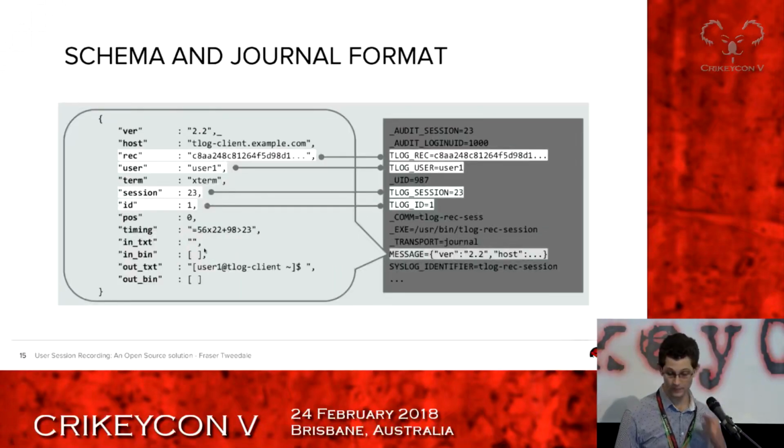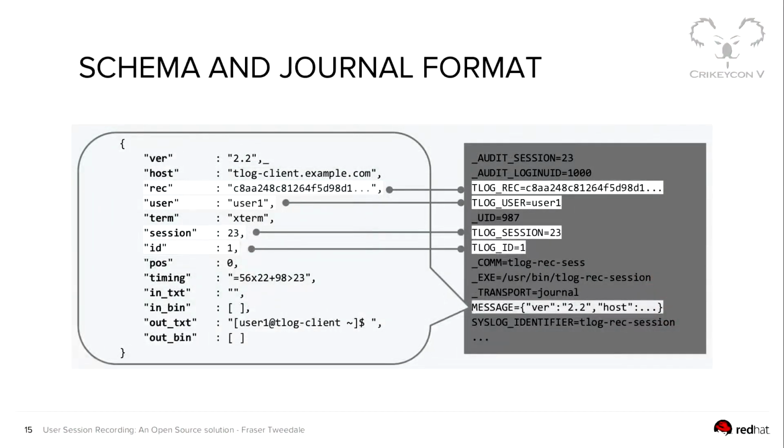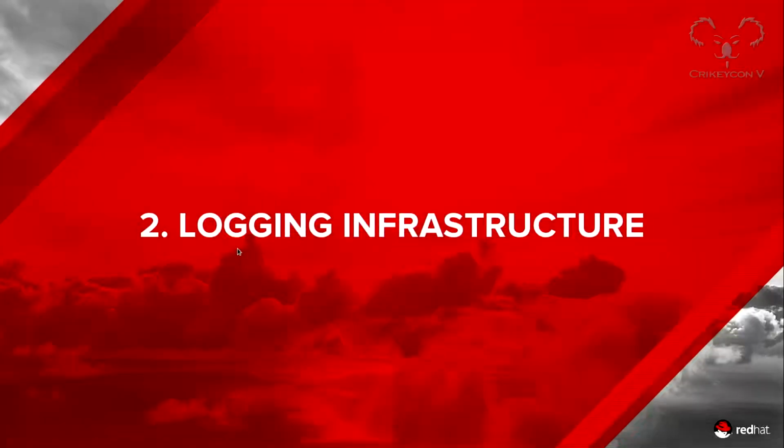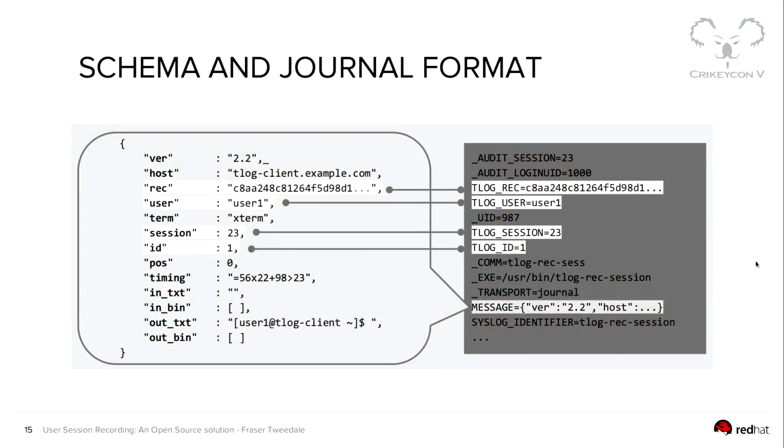The JSON format contains a number of fields. Rec is just a unique ID for that recording. It also contains a session ID, which is non-unique, but it will be unique on a given system at a given time. The user, so who was the user who logged in. ID, the ID field is a sequence number of messages in this recorded session. The timing field contains timing information about how much data to read from the actual data fields at what particular time intervals, and also contains metadata like session resize events. And then the in_txt and in_bin and out_txt and out_bin fields contain the binary and text input and output data that travelled across the pseudo terminal.